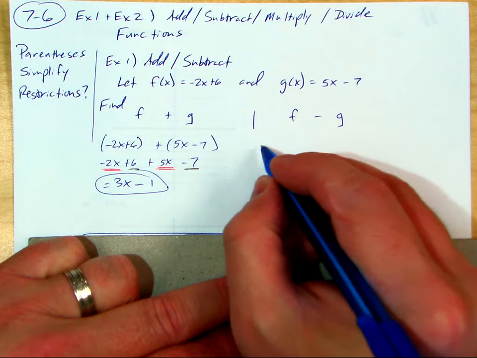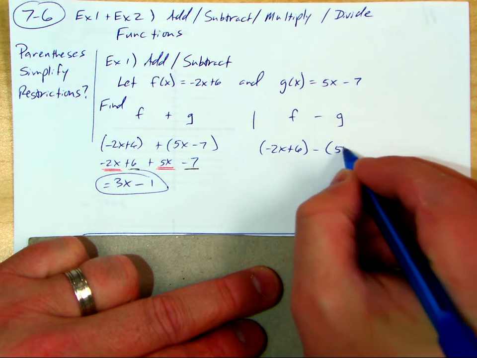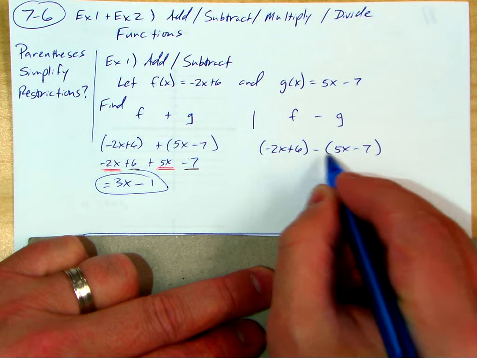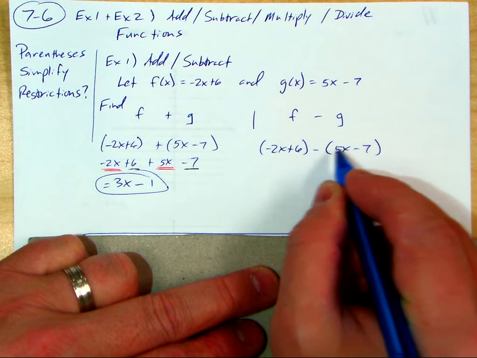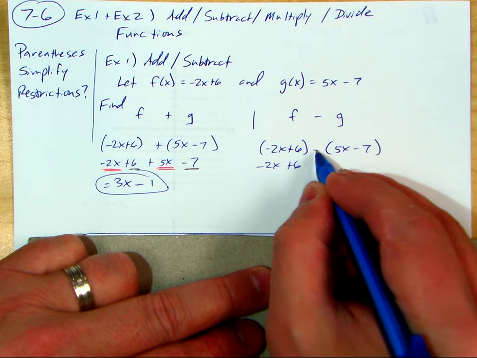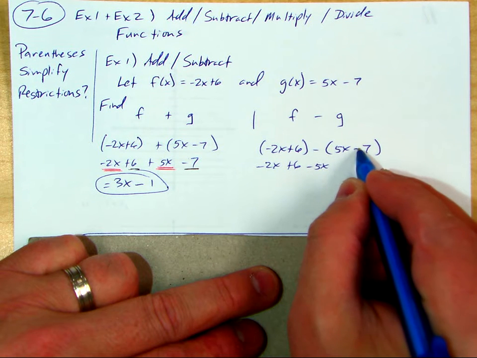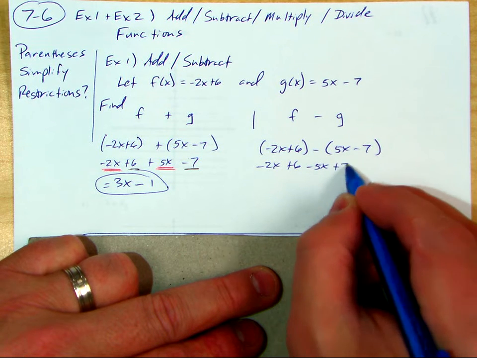And the subtraction, do the same thing but with a minus sign. And in this one, we have to remember subtracting a negative here is going to change this one, and subtracting 5x. So negative 2x plus 6, and this is going to be minus 5x. And subtracting a negative is adding, so it's going to be plus 7.